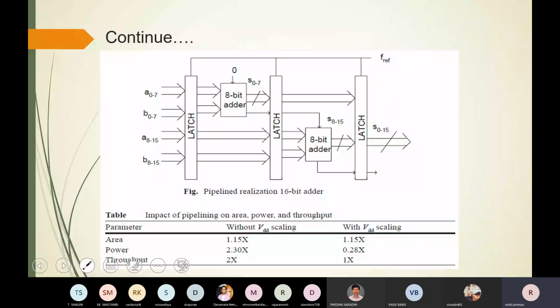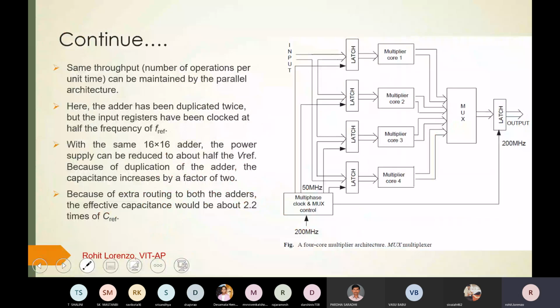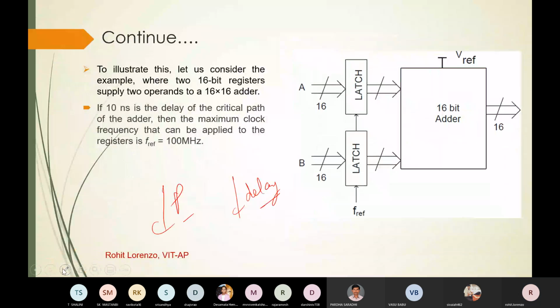Actually, this figure, this multiple core is okay. Actually, what they are doing here: this one is the latch, and here they will divide into two parts. I will tell you how we'll do it. The wrong figure came here. One minute.